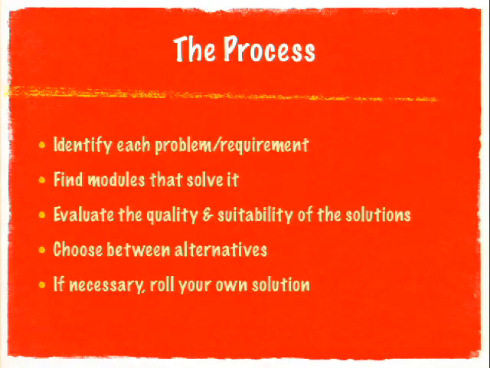So basically, we started with this website or these wireframes or whatever, and we're trying to figure out how we're going to make this thing into Drupal. And so basically, what we have to do is iterate over the site. We have to say, what are the things that need to be on this site? Identify each of these problems or requirements for the site. Find a module or modules that solve that problem. Evaluate whether or not they're actually suitable as a solution. In many cases, we're going to find more than one module, and we have to choose between them and try to figure out which one makes the most sense. And sometimes we find that none of them quite work, and we actually have to roll our own solution.